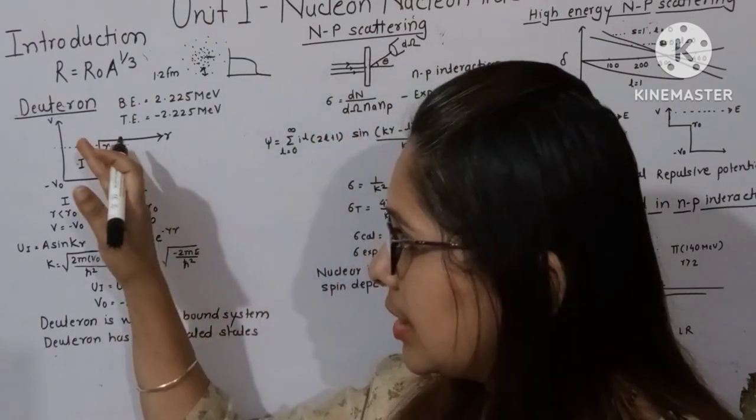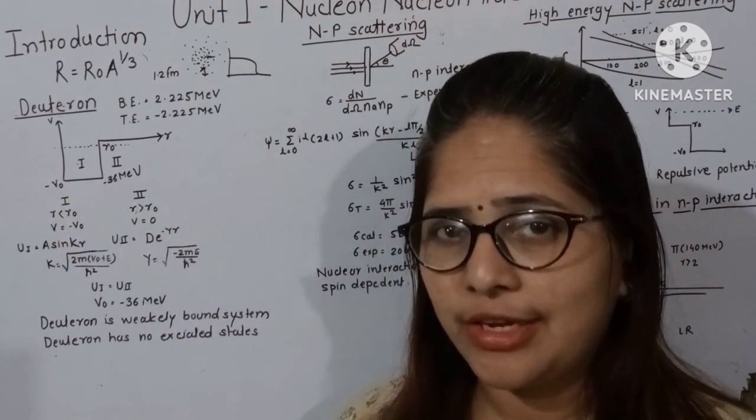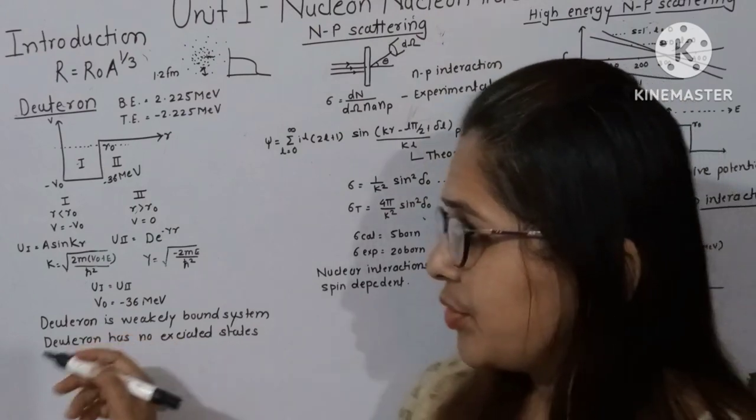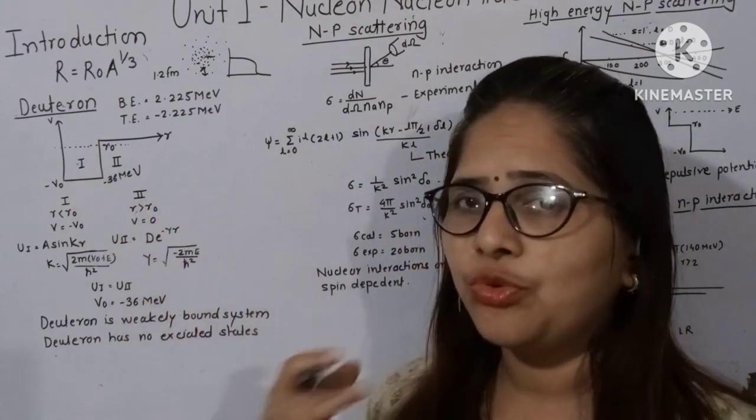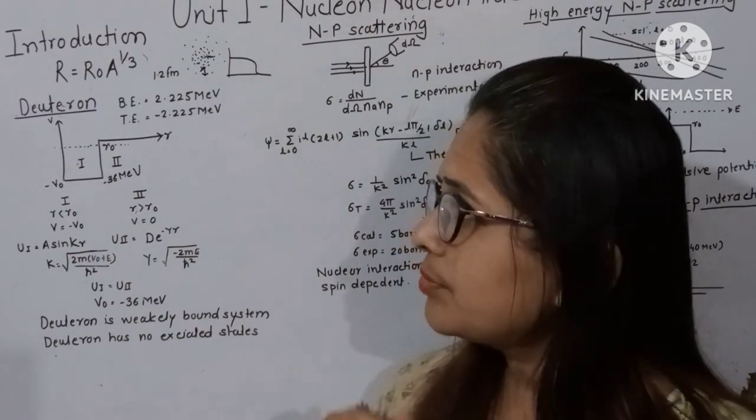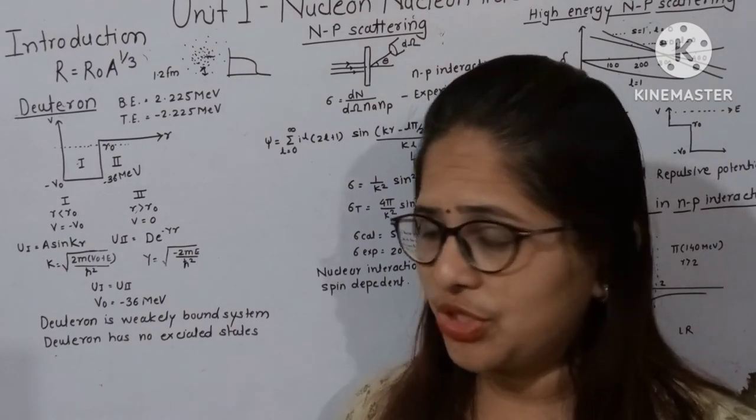See here, the depth of the square well potential is minus 36 mega electron volt, whereas the total energy of the deuteron is minus 2.225 mega electron volt. Okay, so we can say that this deuteron is a weakly bound system.